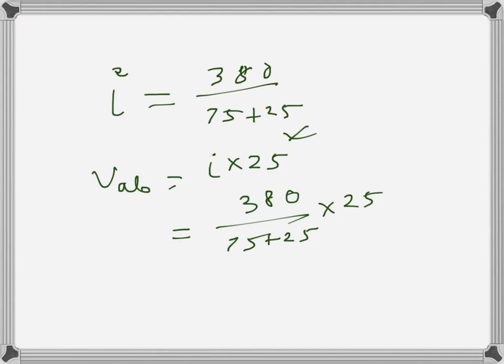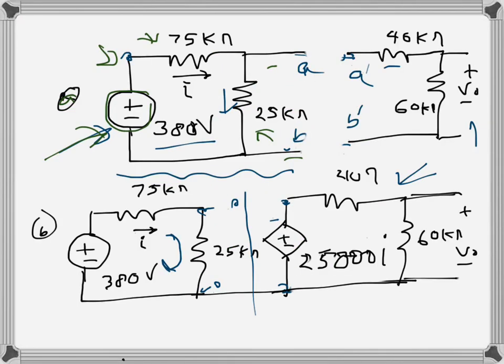And when we want to find VAB, which is across 25, we multiply by 25. So basically the total voltage divided by the sum of the resistances connected in series, times the resistance across which we want to find the voltage. And when we do this, we get 95 volts. So that's there. Now this one states if AB is connected to A prime B prime.